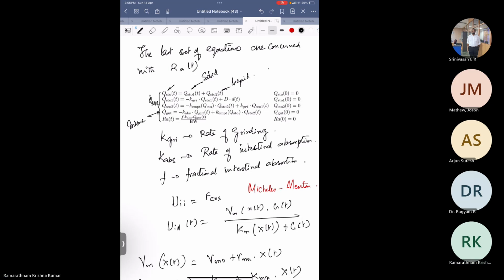Q1 is equal to K grinding, so the rate of grinding, multiplied by, so when I grind it, convert it into liquid, my solid will come down. So minus K grinding into solid, plus the glucose which is directly ingested, at the rate at which it is ingested. So that is, in other words, the glucose that is going in minus the glucose that is got.